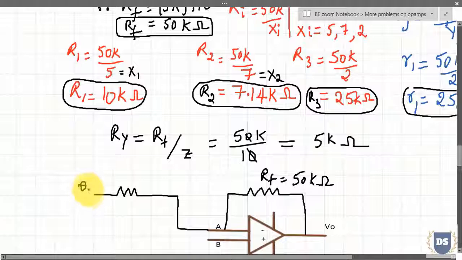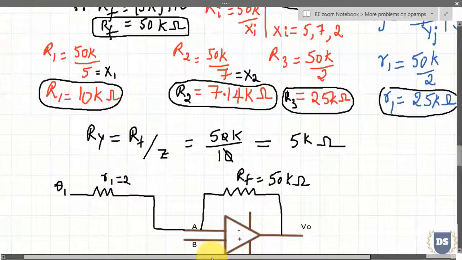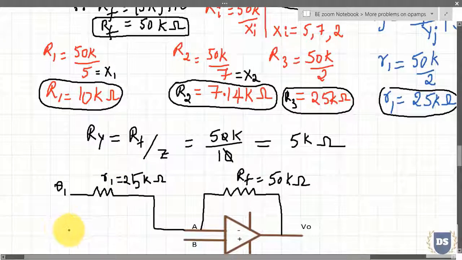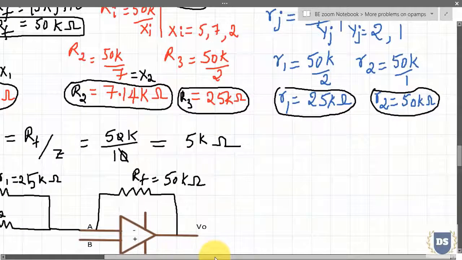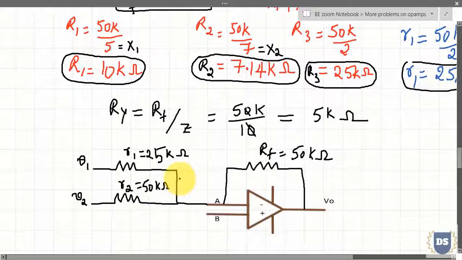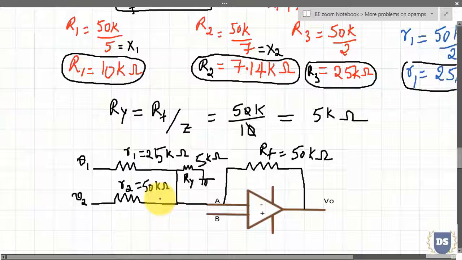So I can think of this as small v1 and this as small r1. Small r1 is equal to 25 kilo ohm. In a similar way, I have to consider another input v2, that which is associated with resistance r2, where r2 is equal to 50 kilo ohm. Along with these two resistances, I got to write the Ry resistance, where Ry resistance is equal to 5 kilo ohm. So this is for the inverting side of the op-amp.